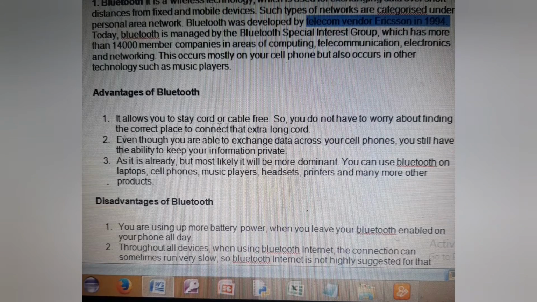Advantages of Bluetooth: it allows you to stay cord or cable free. Without cords or cables, you can easily transfer your data. Second, even though you are able to exchange data across your cell phones, you still have the ability to keep your information private. Bluetooth can be installed on your laptops, cell phones, music players, etc. Bluetooth sound devices are used for music and so on.